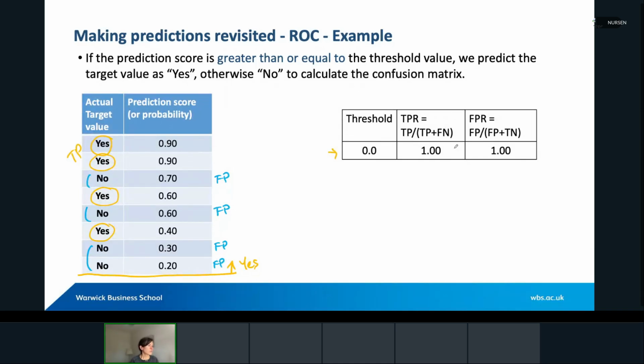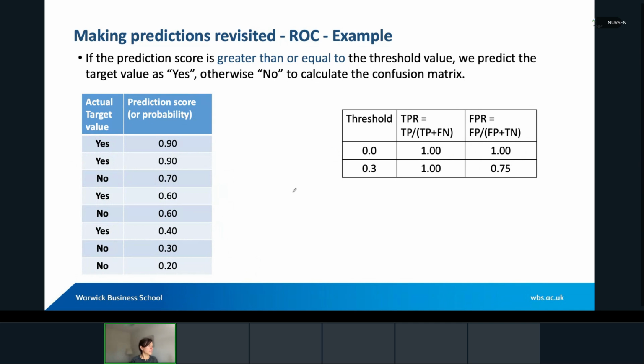The true positive rate would be 1 since we covered all of the yes cases, but the false positive rate would also be 1. I couldn't catch any of the non-responders. I predicted everyone as a responder, so both are 1. When we achieve a very high recall rate, we are making lots of mistakes.